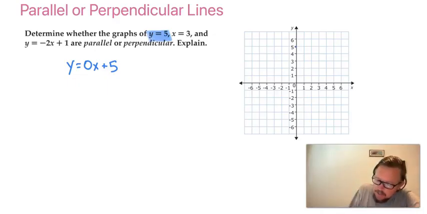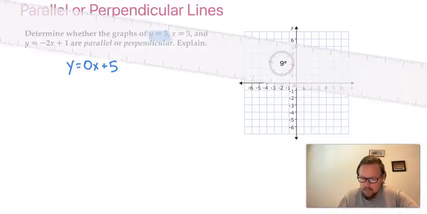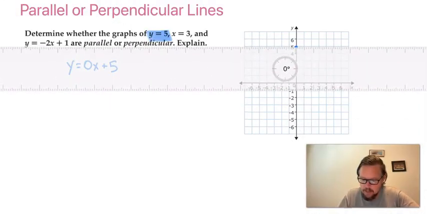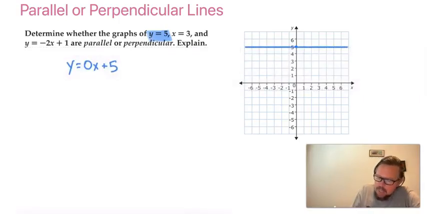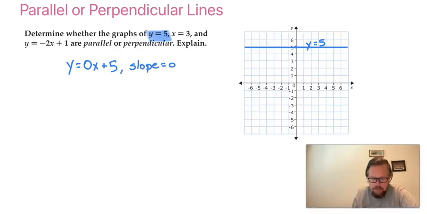So we come up here to 5 on the y-axis, and then we're just going to draw a horizontal line going straight through that point. So let's go ahead and do it here. There we go. And you can label the line with the equation. I don't really need to since I do plan to do each one of these in a different color. It'll be easy to tell them apart. But either way, this is a horizontal line, which means it has a slope of 0.